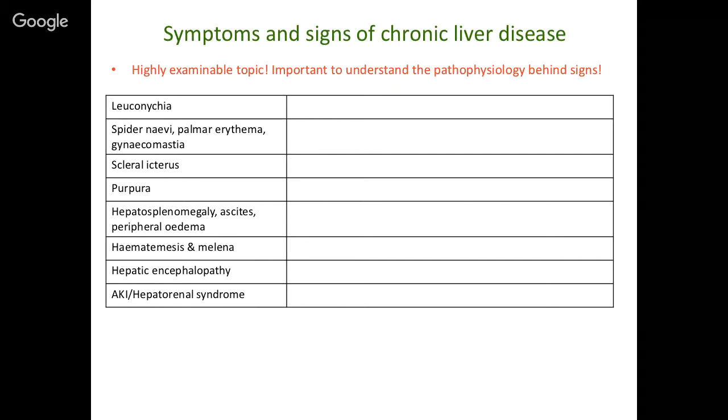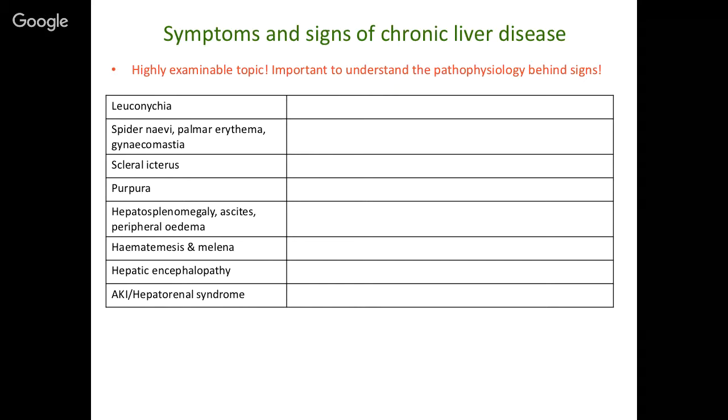Hepatosplenomegaly, ascites, and peripheral edema, all to do with fluid and portal hypertension, which you could say is a complication of chronic liver disease, but it's to do with portal hypertension, which we'll talk about a bit later. Hematemesis and melena, why might you get that in the context of chronic liver disease? Yep, portal hypertension, more specifically. Varices, yeah, so the rupture of generally esophageal varices.